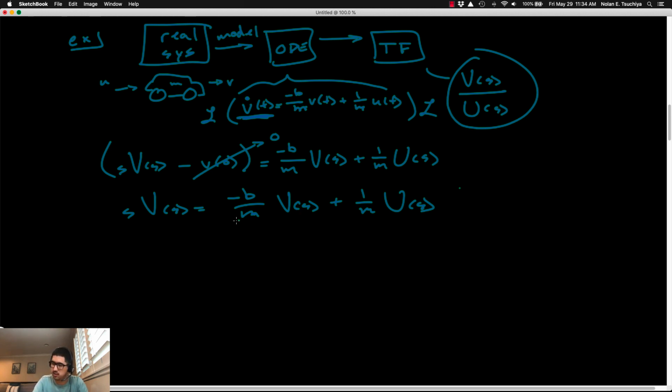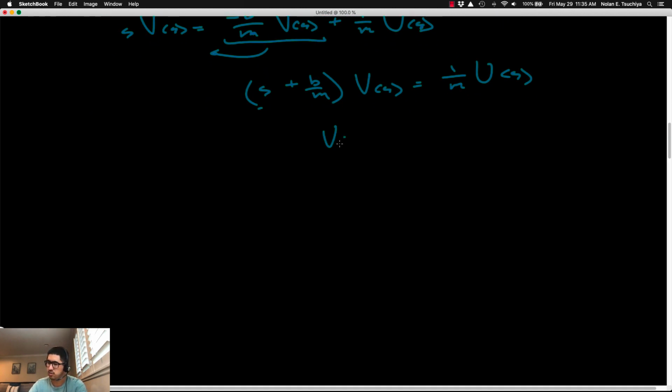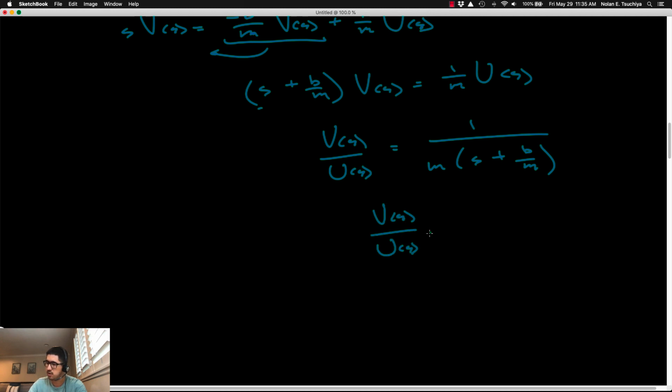So what that means is let's move this to the other side and factor. So we get s plus b over m times big V of s. All of that equals 1 over m times U of s. And then from here, divide both sides by big U of s and divide both sides by this whole parenthetical. And what we get is the ratio V of s over U of s equals 1 over m times s plus b over m. So if we distribute this m in, finally we get V of s over U of s is equal to 1 over ms plus b.